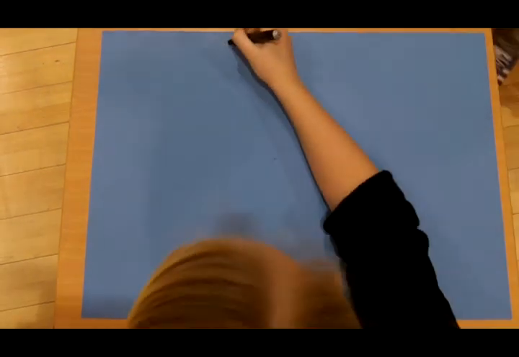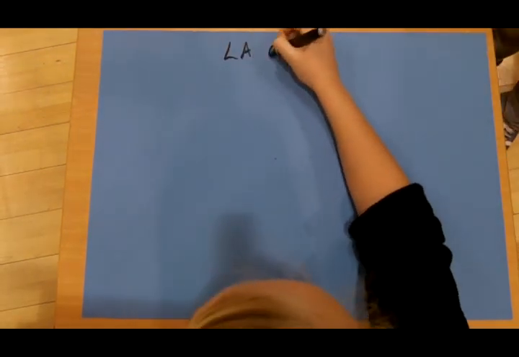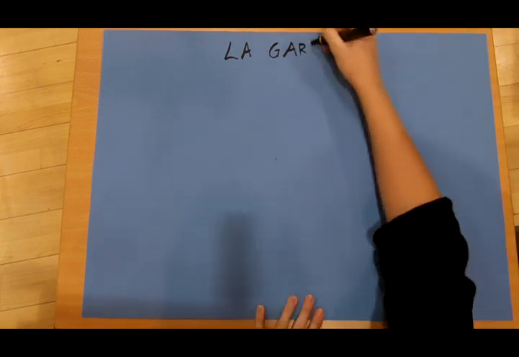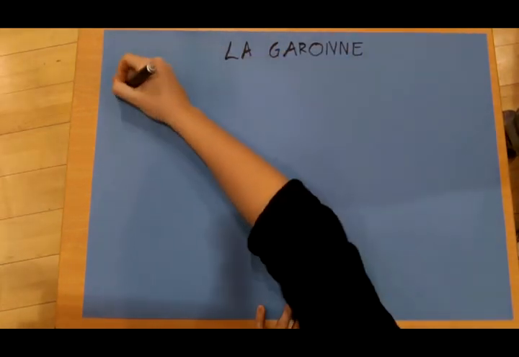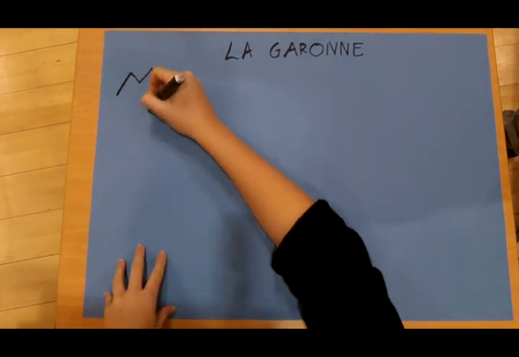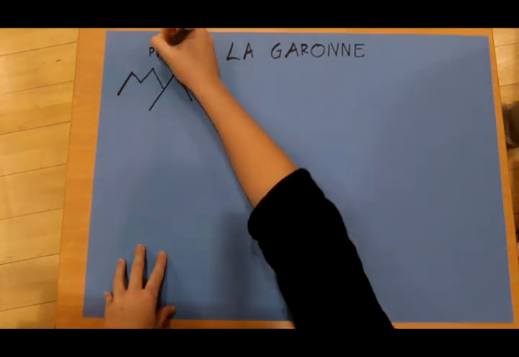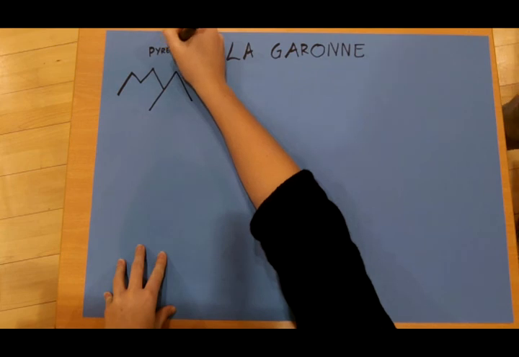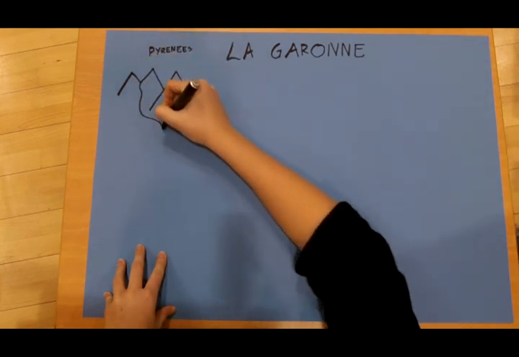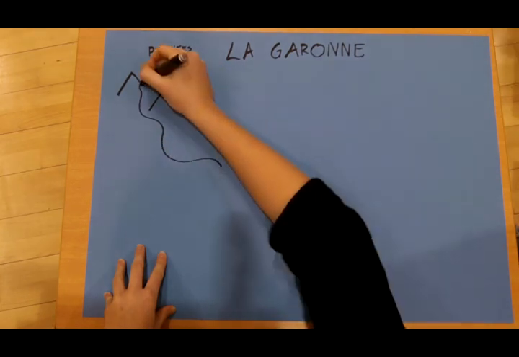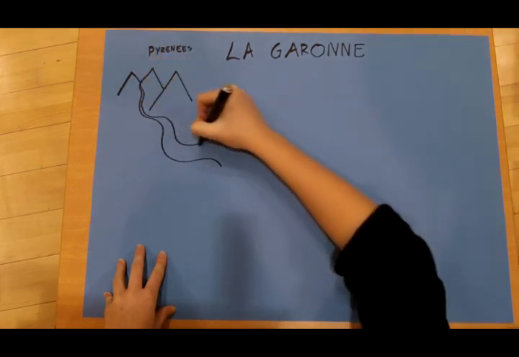Hi everyone! So first of all, we are going to show you how physical processes and relief change the shape and functioning of a river as it travels from source to mouth. In this example, we are going to use La Garonne. The source of it is found in the Spanish Pyrenees. As the snow melts, a small flow of water flows down the mountains.